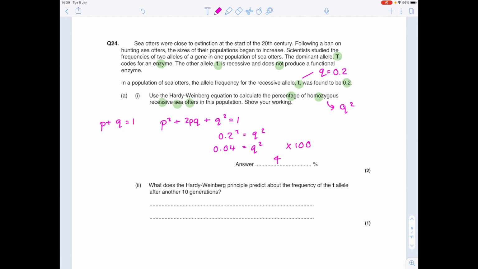What does the Hardy-Weinberg Principle predict about the frequency of the allele lowercase t after another 10 generations? It should remain the same, and that's because of everything else I stated about there being no selection pressures, being a large population, random mating, etc.